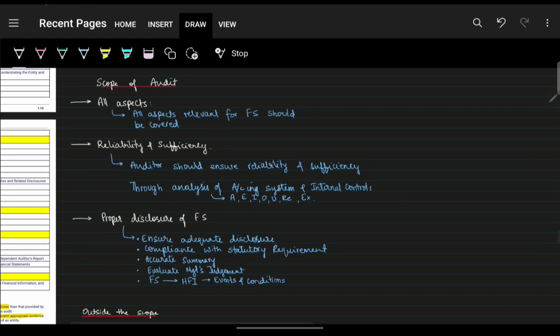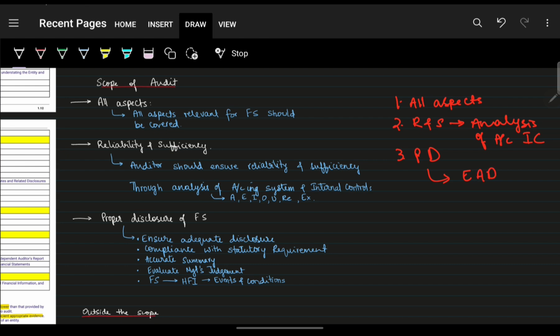Next, basically first is that he should cover all aspects of the financial statements, and he should ensure reliability and sufficiency through checking or analysis of the accounting system and its internal controls. This is the first point, this is the second point, and the last point is proper disclosure, meaning he should ensure adequate disclosure.